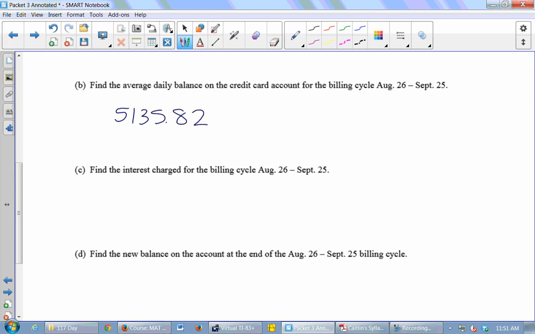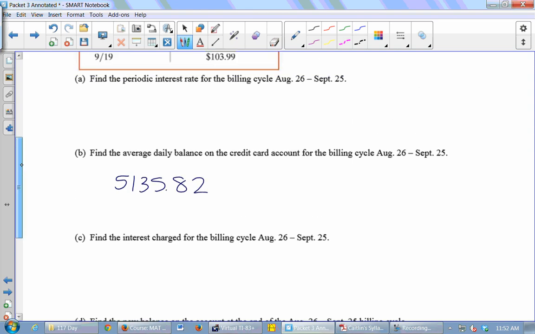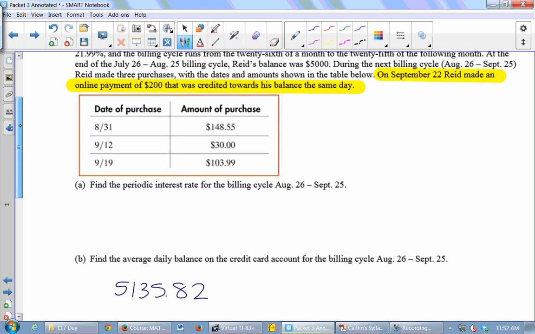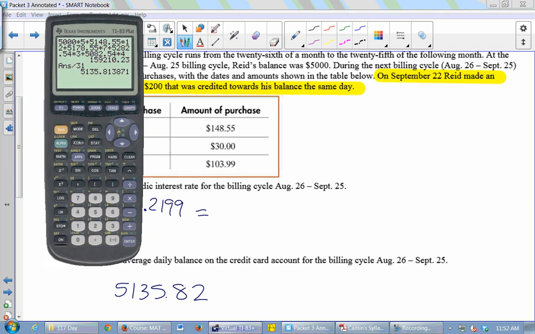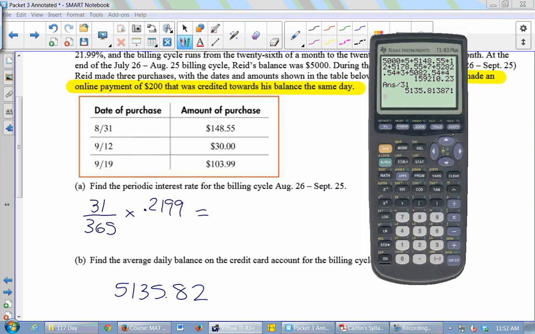So there's my average daily balance. Now I got to do my periodic interest rate. I skipped that. So my periodic interest rate is 31 divided by 365, number of days in the month divided by 365, times your APR, which is 21.99 as a decimal, 0.2199. It's like 0.018.